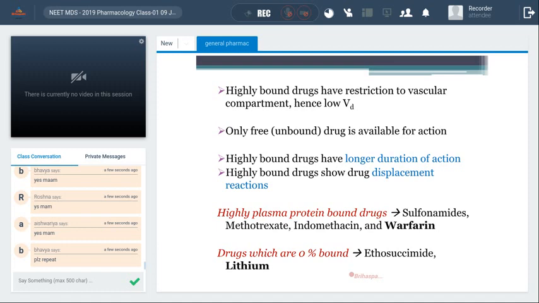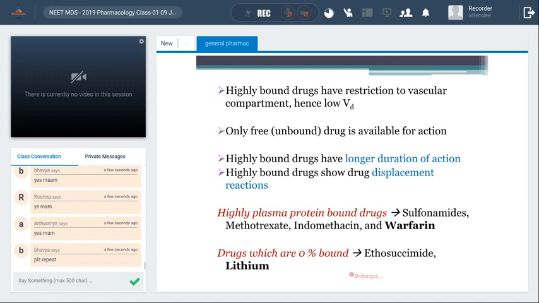So highly bound drugs have longer duration of action and they're prone to displacement reactions. Examples of highly plasma protein bound drugs: you have drugs like sulfonamides, methotrexate, indomethacin, and warfarin. Warfarin is the most important and commonly asked example among highly plasma protein bound drugs.